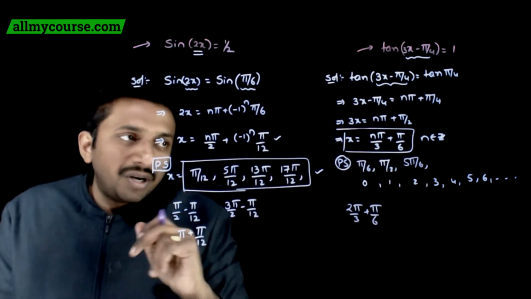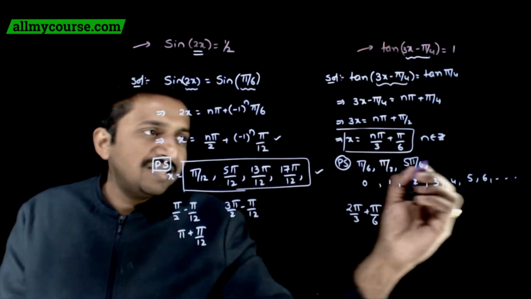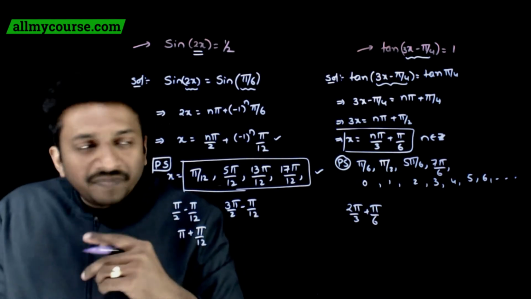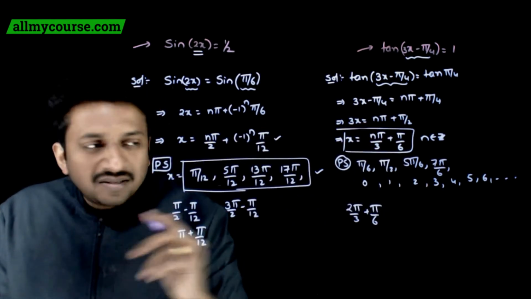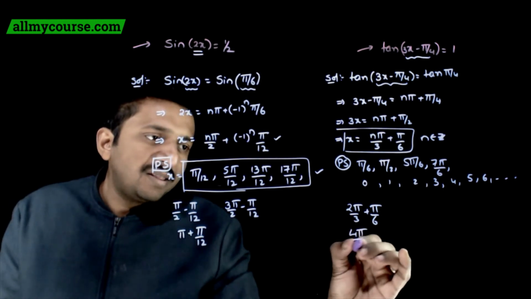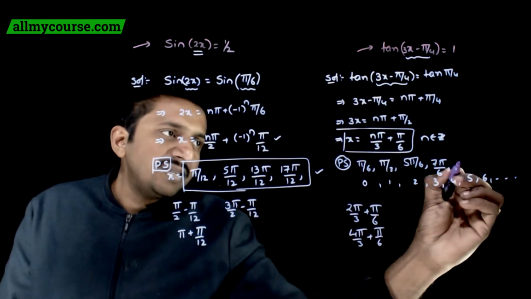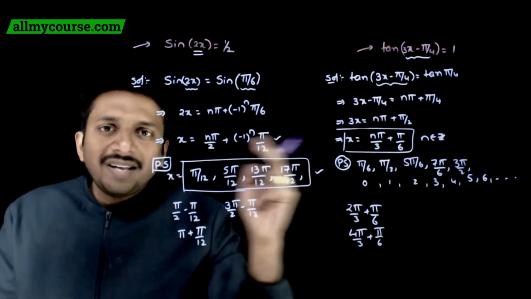It is also in the first rotation. Now if you put n equal to 3, you have pi plus pi by 6, that is 7 pi by 6. This is also okay. If you put n equal to 4, 4 pi by 3 plus pi by 6, that is 9 pi by 6, which is 3 pi by 2.